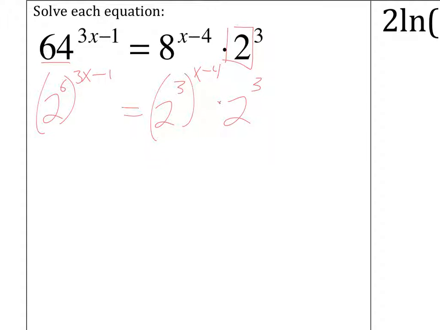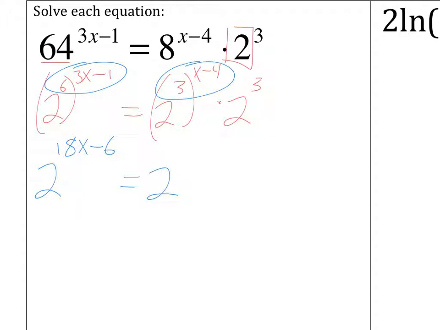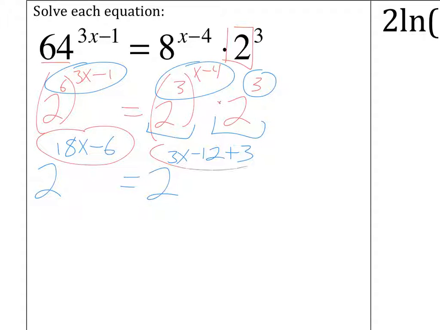I'm going to use some exponent rules to combine things. A power raised to another power, you end up multiplying those, so you get 2 to the 18x minus 6. Multiply those, 2 to the 3x minus 12. And if I'm multiplying two things with the same base, it means I'm adding the exponents. So to this, I'm going to add that 3. As soon as we have things in terms of the same base, we can set the exponents equal to each other. So we get 18x minus 6 is equal to 3x minus 12 plus 3.